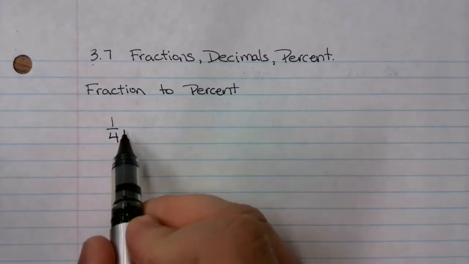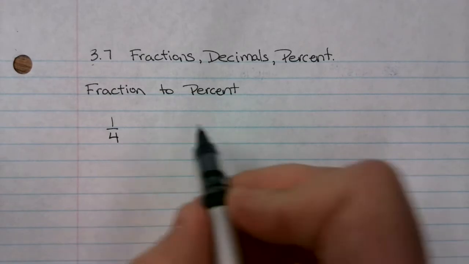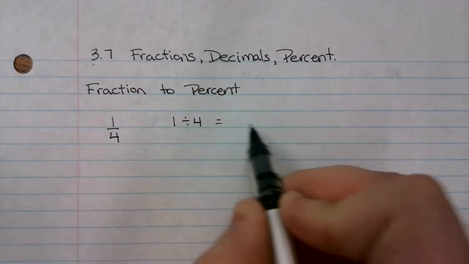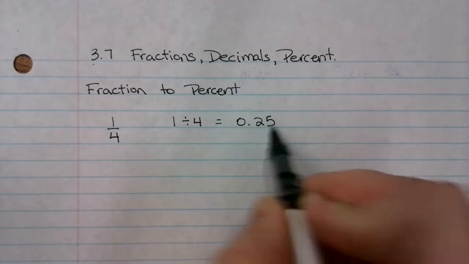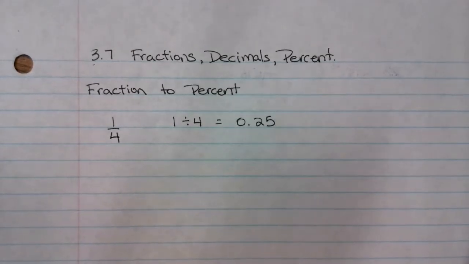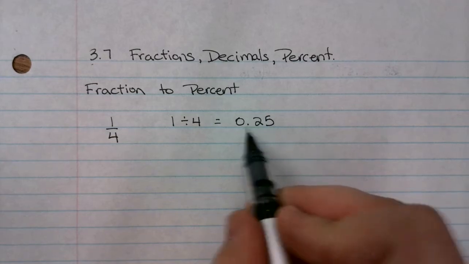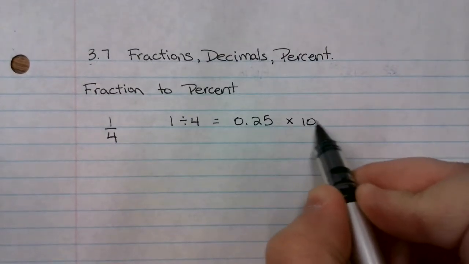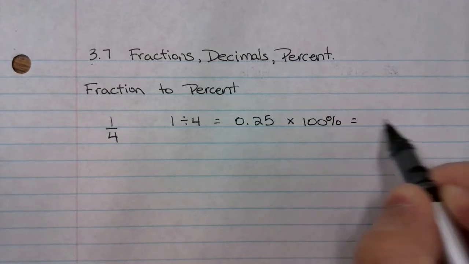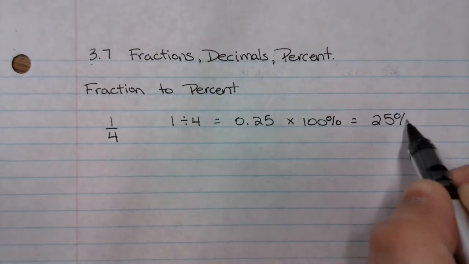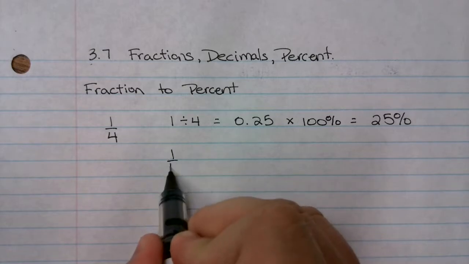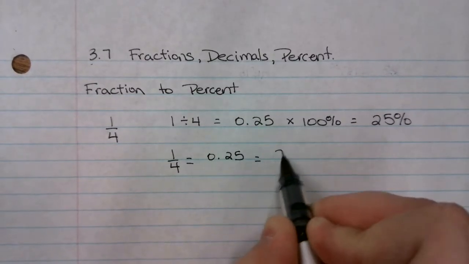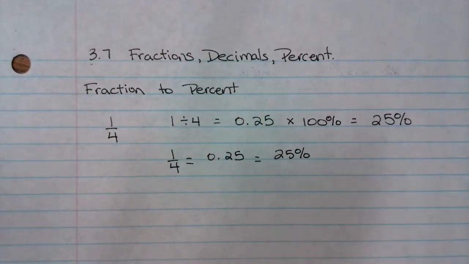First, I want to turn my fraction into a decimal. And to do that, I'm going to divide the numerator by the denominator to get 0.25. Now to turn this decimal into a percent, we're going to multiply it by 100% to get 25%. So 1/4 is the same as 0.25, which is the same as 25%.